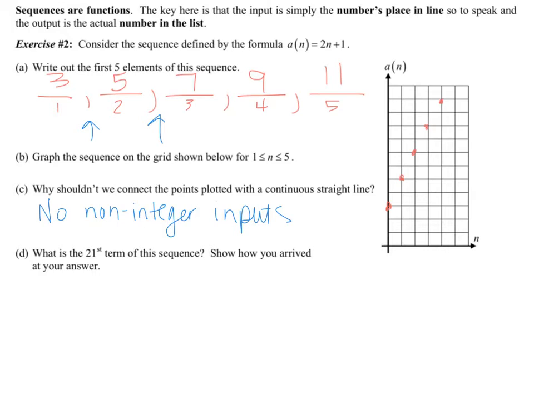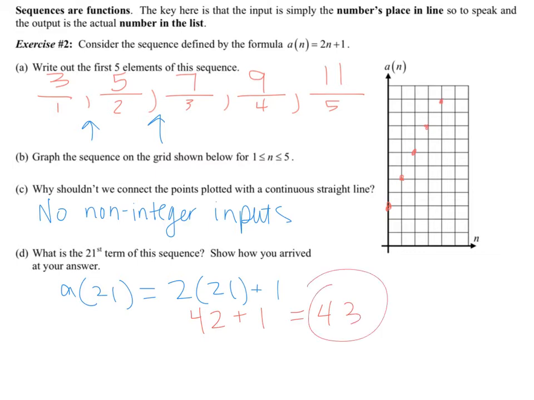So what is the 21st term of this sequence? The 21st term, how are we going to find that? We want to know what is the answer when n is 21. Well, you're going to do 2 times 21 plus 1. 2 times 21 is 42. 42 plus 1 is 43.